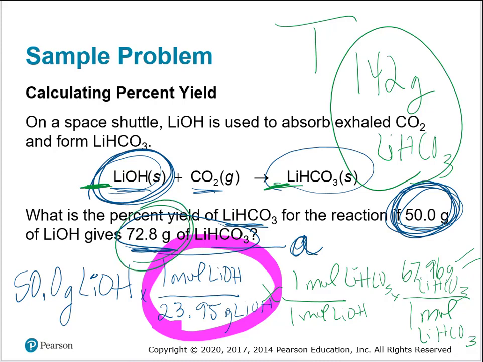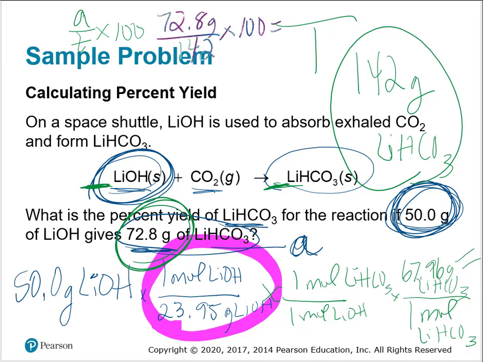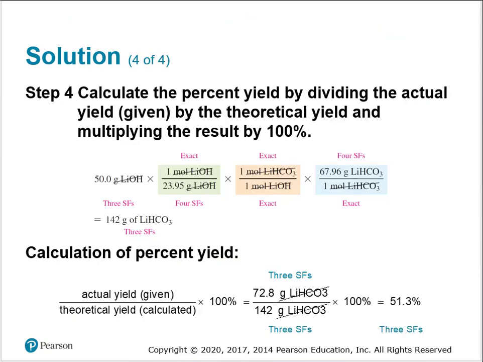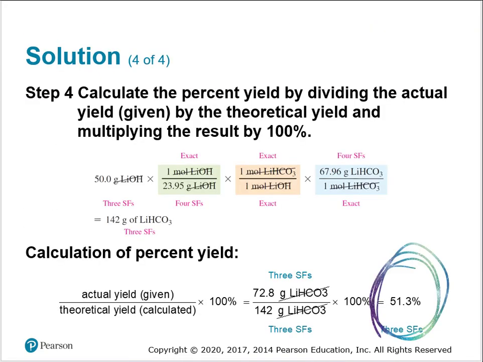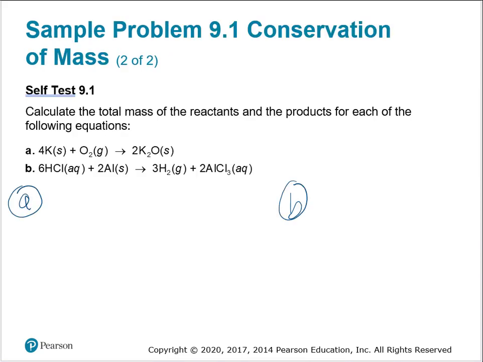We're told that we actually got 72.8 grams. So we take our actual and divide it by our theoretical and multiply it by 100. Let's plug that in. 72.8 grams divided by 142 times 100, and we should get 51.3% yield. See if you got the same thing. Take a minute to look at the learning goal and see if you understand it. There are also plenty of practice problems in your textbook, and we will go over a few more practice problems right now. Let's do some sample problems.